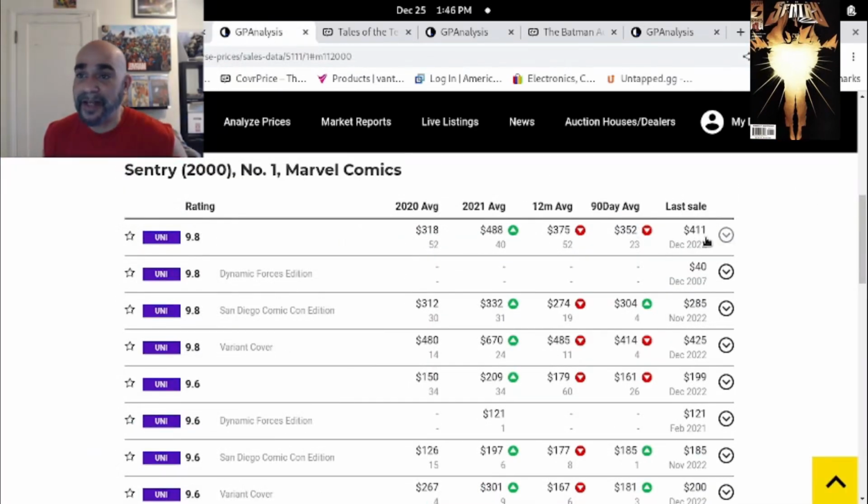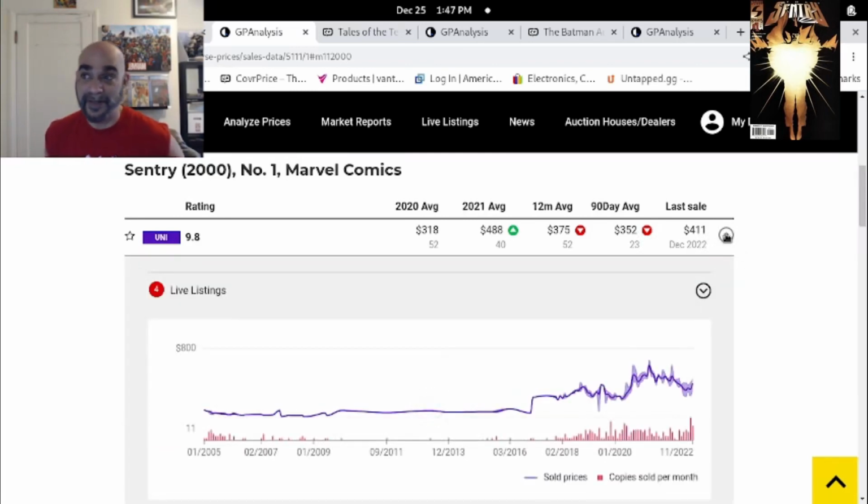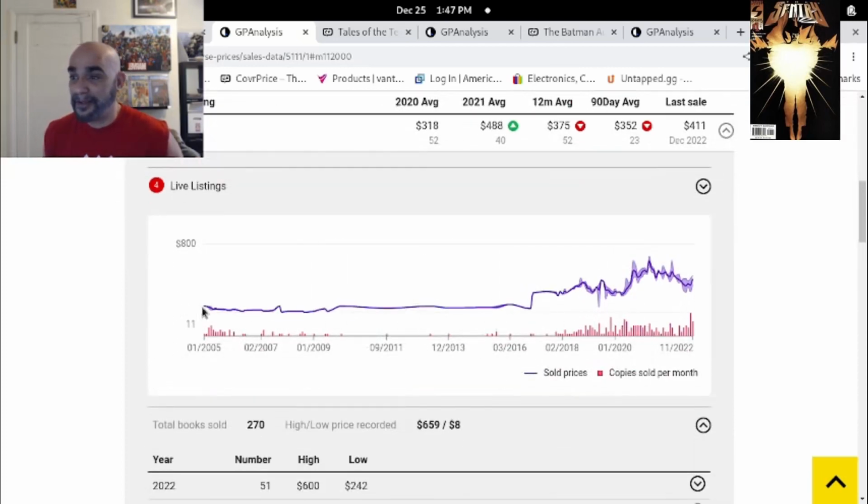So as you can see right here, the 90-day average is about $352. So like I said, if you can get a high-grade raw for about $100, it comes back a 9.8, you're at least doubling your money on this investment. Well, with slabbing costs, about $150, so you're making $200. And as we can see, the scale here is all over the place.